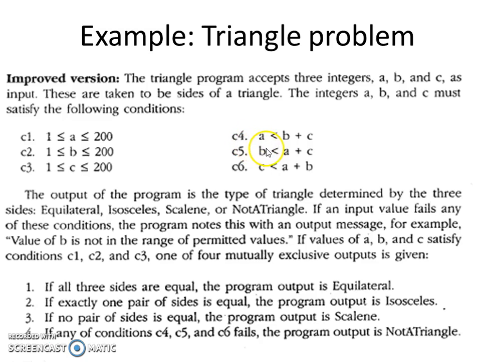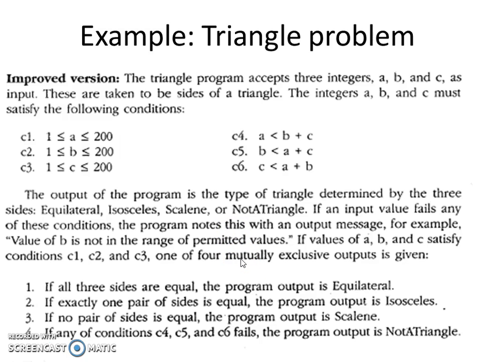Hence we have condition 4, which tells us that a should be less than b plus c. C5 tells that b should be less than a plus c. And lastly C6 tells us that c should be less than a plus b. The output of the program is a type of triangle determined by the three sides, namely equilateral, isosceles, scalene, or not a triangle at all. If an input value fails any of these conditions, the program notes this with an output message.